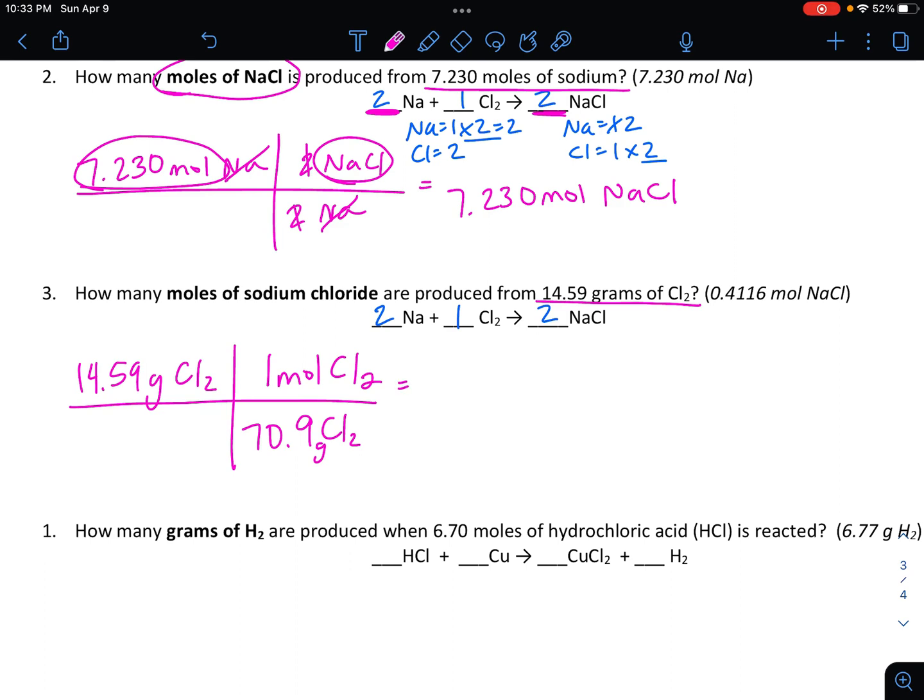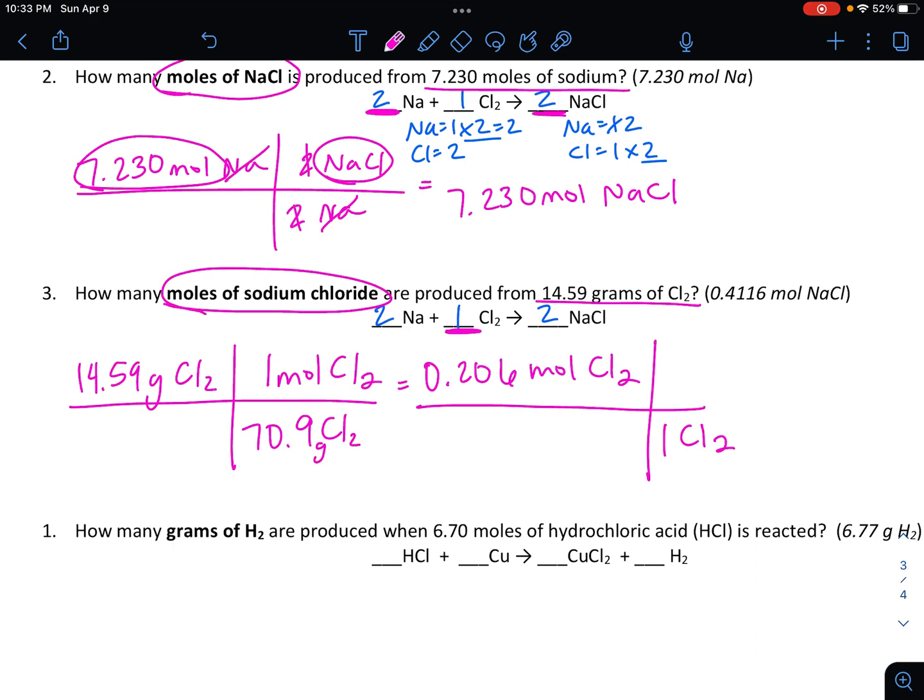So now I can convert into my moles. So I have 0.206 moles of chlorine. Okay, so now I can use my ratio. So I'm starting with chlorine. So my equation says I only have 1 of those. I'm looking for sodium chloride. It says I have 2 of those. So now my chlorines are canceled, right?